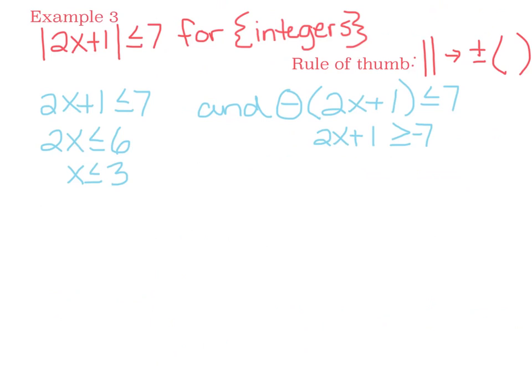All right, now we're going to subtract 1 from both sides. Negative 7 minus 1 is negative 8. Divide both sides by 2. X is greater than or equal to negative 4. So we have two limitations here on what x can be.